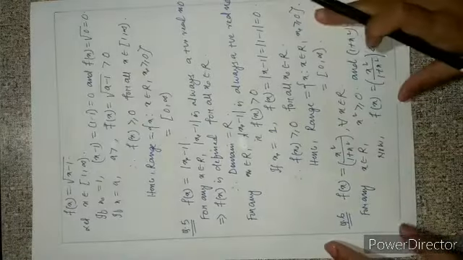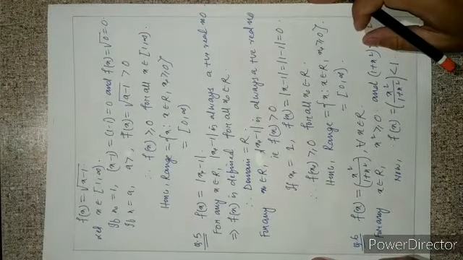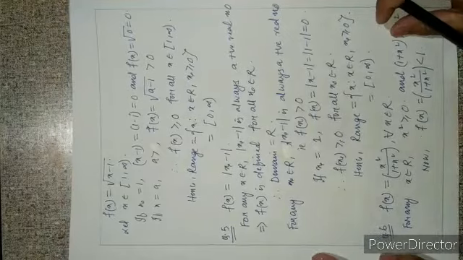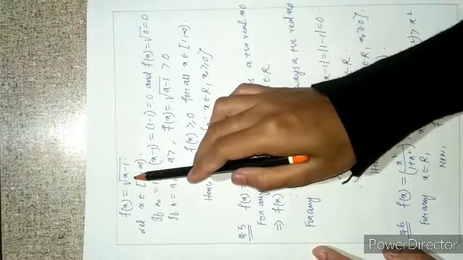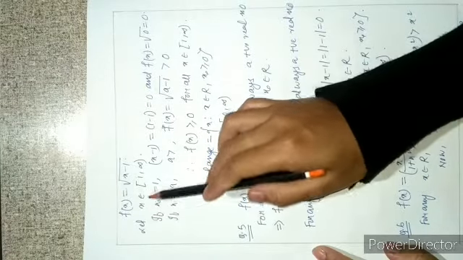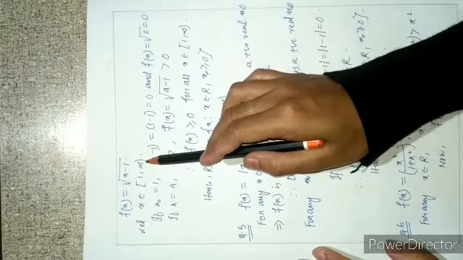This is the domain. Then we need to find the condition of f of x, which gives the range. Here f of x is equal to root over x minus 1. Let x belong to the domain, the interval [1, infinity).